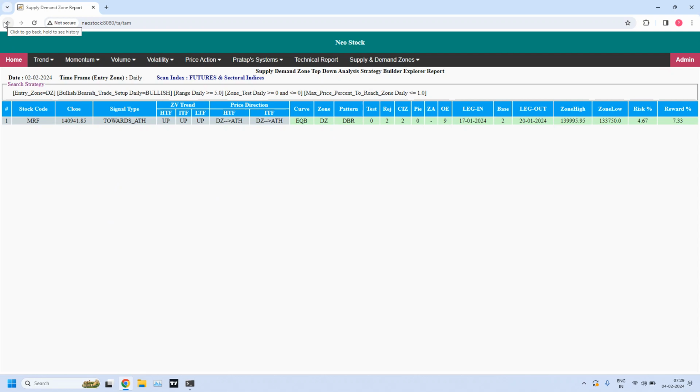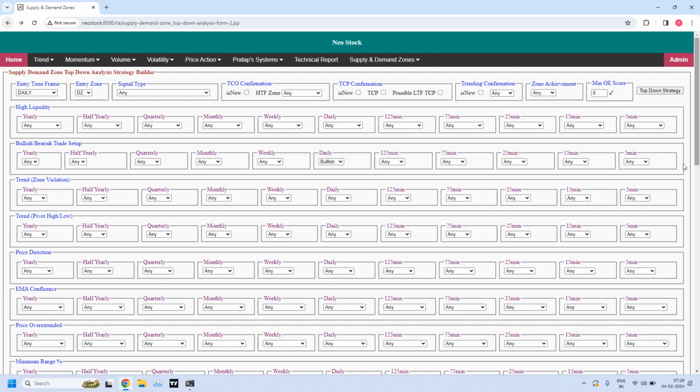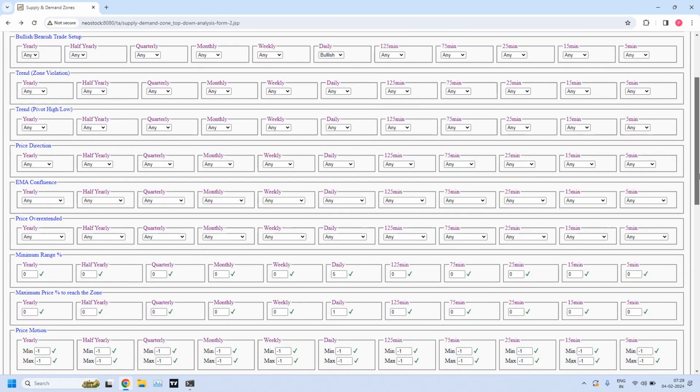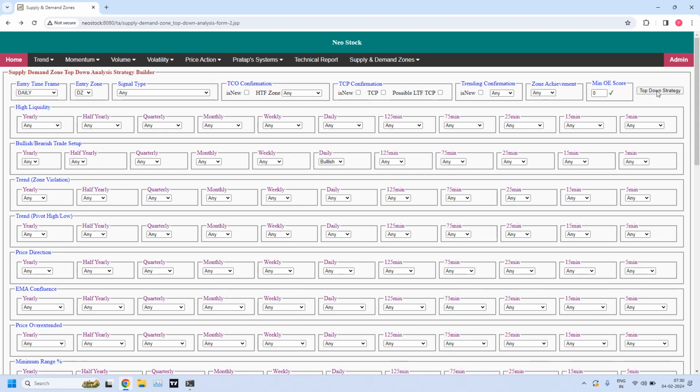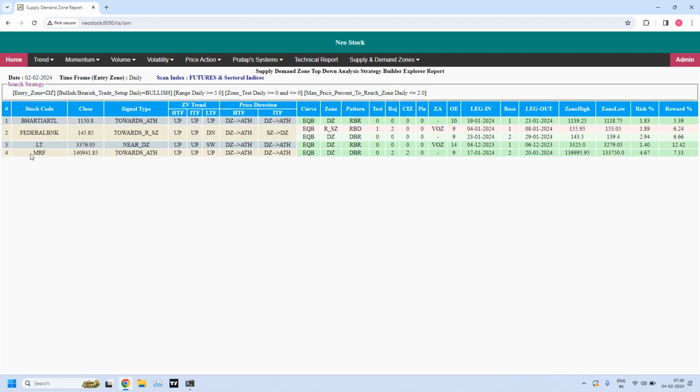So only one stock is there, so we want more list. For that, what I do now, I will increase the maximum price percent from 1% to 2%. Stocks near to 2%, within 2% level. See now, apart from MRF, 3 more stocks are listed. That is L&T, Federal Bank and Bharti Airtel.